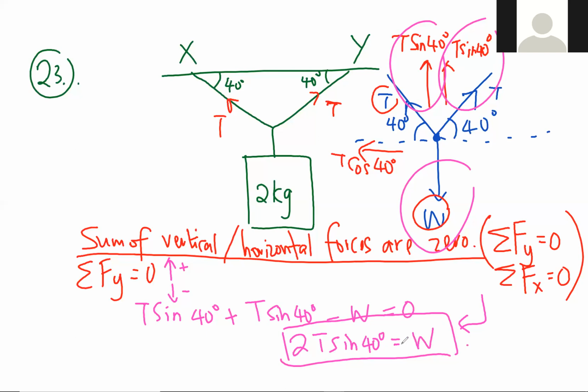Then no problem, you can find T already. How do you find T? W equals mg, right? So W is mg. m is 2 kg, g is 10, so it's 20. T equals 20 divided by 2 sine 40. Then that is your answer, which is 15.6 Newton. So each tension is 15.6. That is how you use the equilibrium of forces to calculate individual forces.